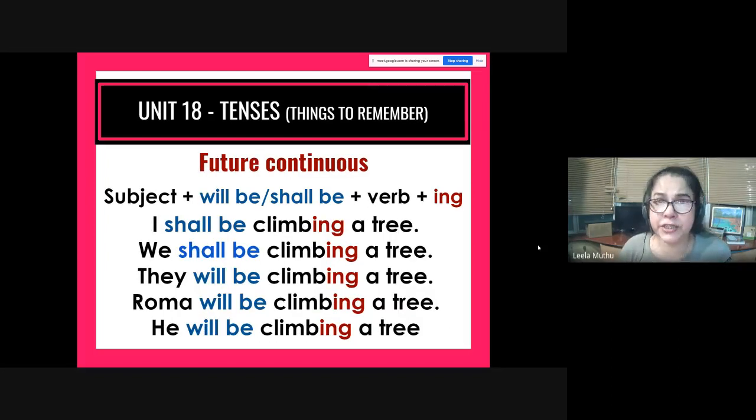So future continuous. Future continuous is subject, will be or shall be plus the verb plus the ing. So I shall be climbing a tree. You will be climbing a tree. He, she, or it will be climbing a tree. We shall be climbing a tree. You all will be climbing a tree and they will be climbing a tree. You got it?